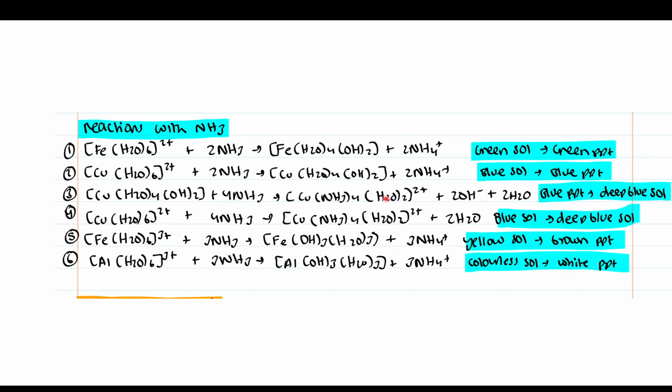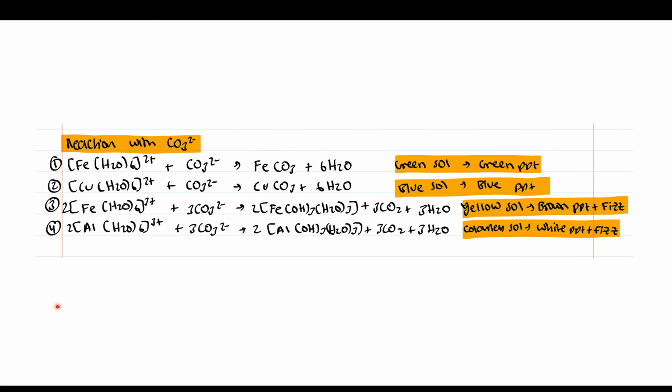Which is this. Or you can start from a blue solution, which is this, and then you can go all the way to a deep blue solution using the fourth step. And then the other two are pretty much the same. You add 3NH3, you get the hydroxide complex, and then 3NH4+, and the colors are the same as well.